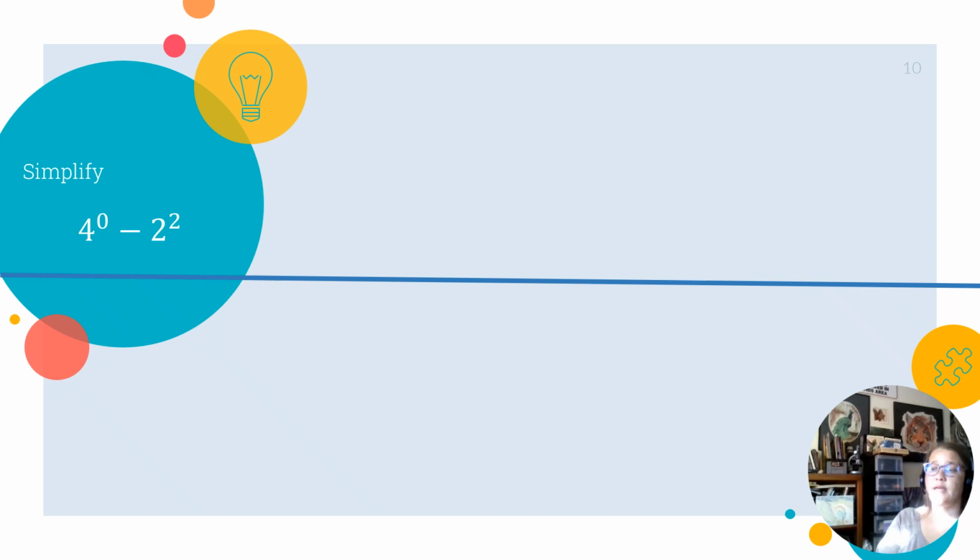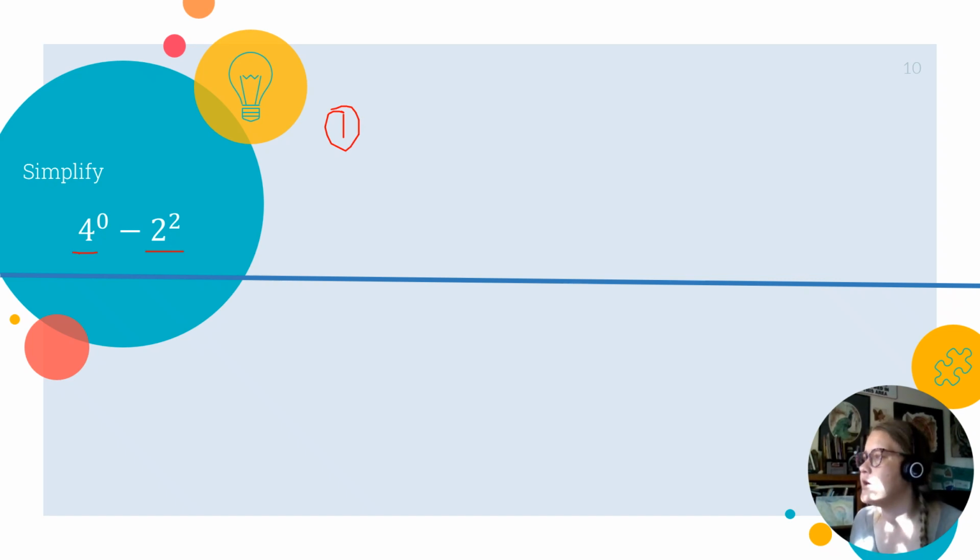All right, guys, now we have some exponent terms to subtract here. Our first term is 4 to the 0 power. We all know what that's going to be. And our second term is 2 squared, or 2 to the second power. And that one's pretty easy too. So let's see how we expand these and then solve it so we can simplify this expression. All right, step 1, rewrite your equation. 4 to the 0 power minus 2 squared.